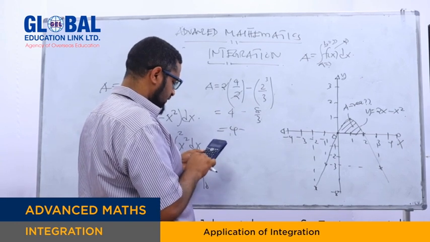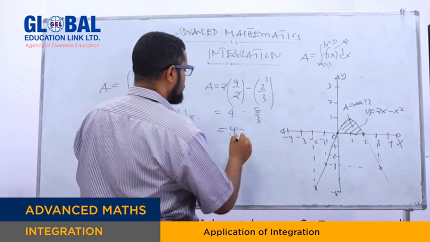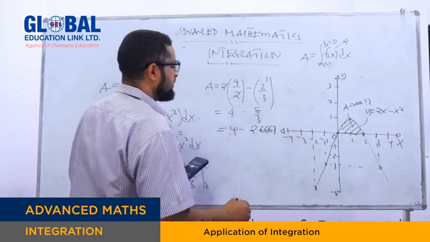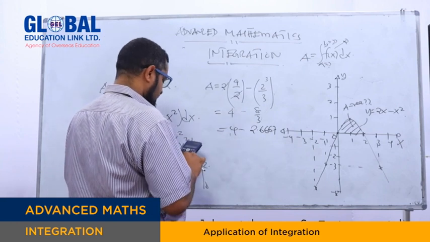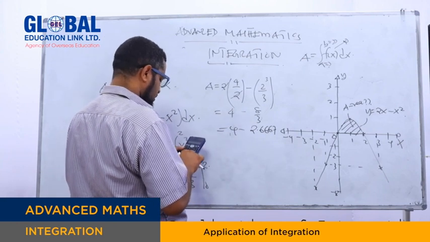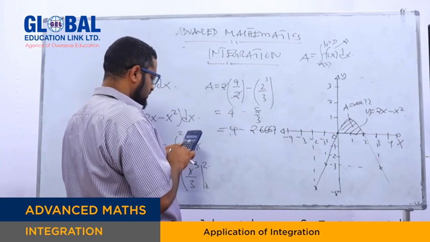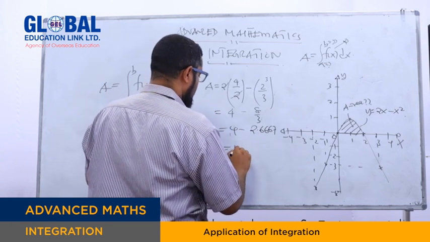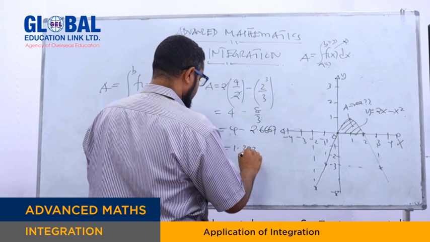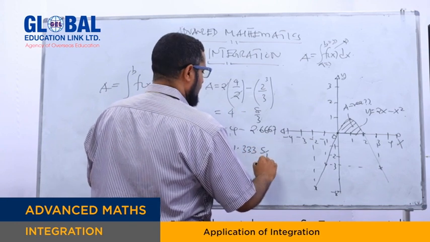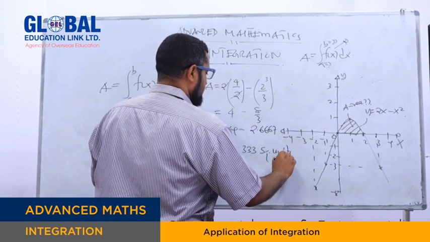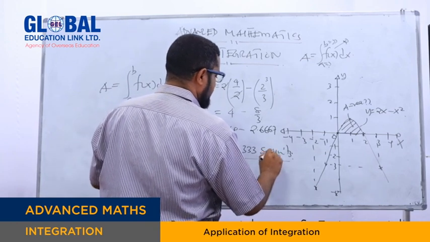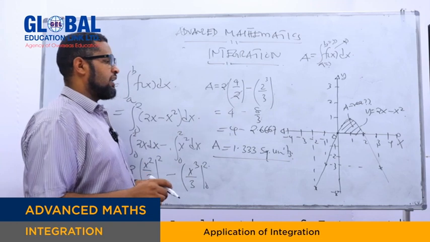So 8 divided by 3, we get 2.666. You can approximate the last one. Then minus 4. So if you take 4 minus 2.6667, you will end up having 1.333 square units.